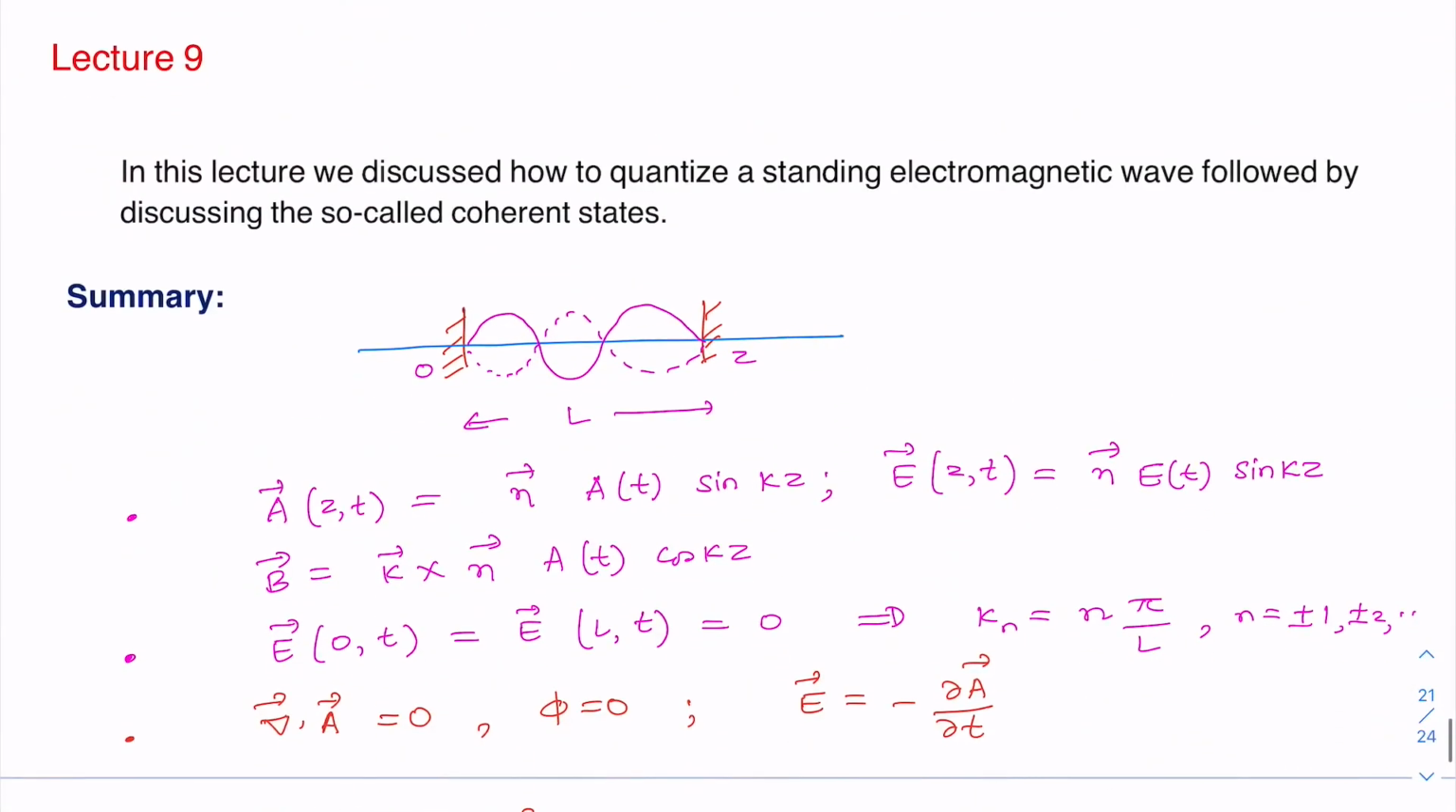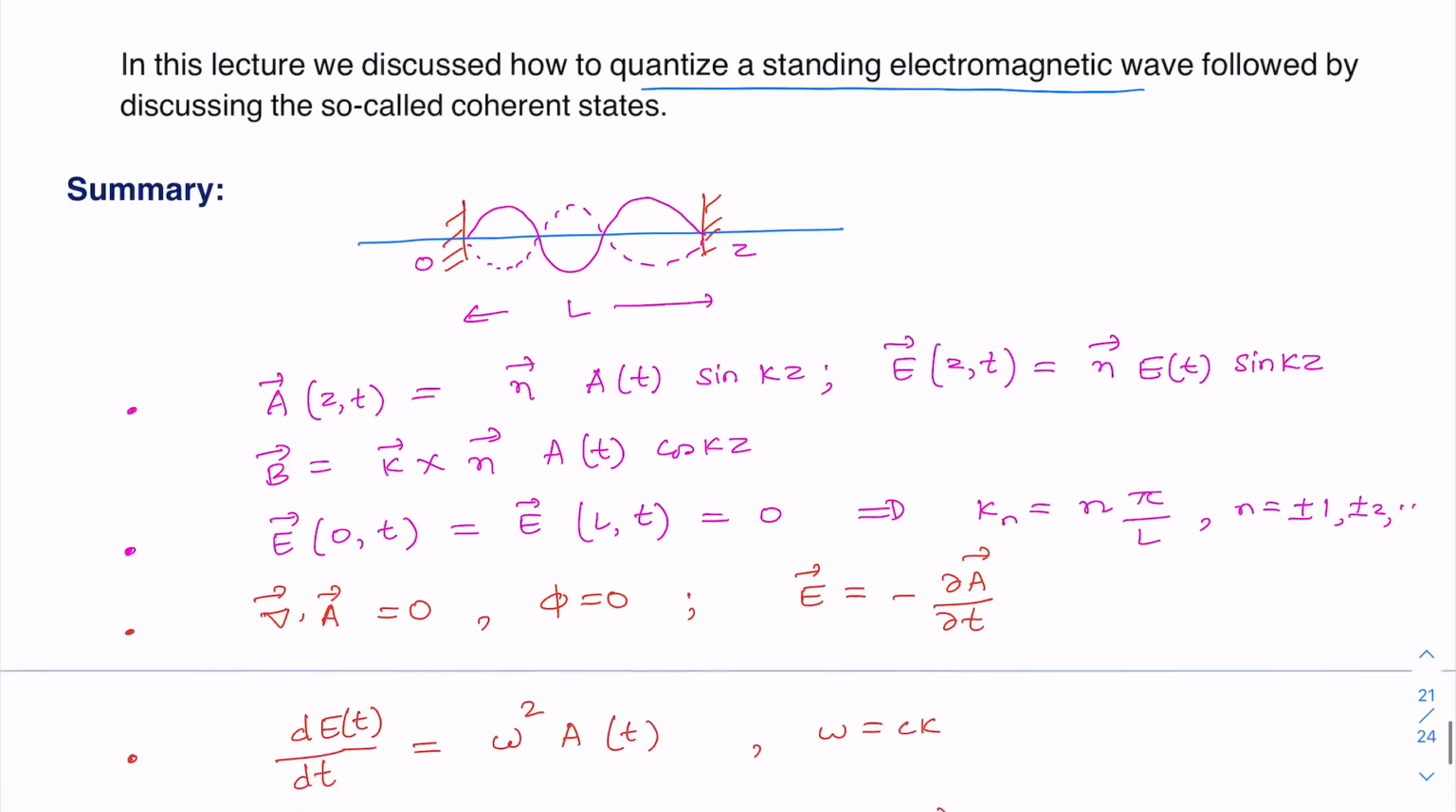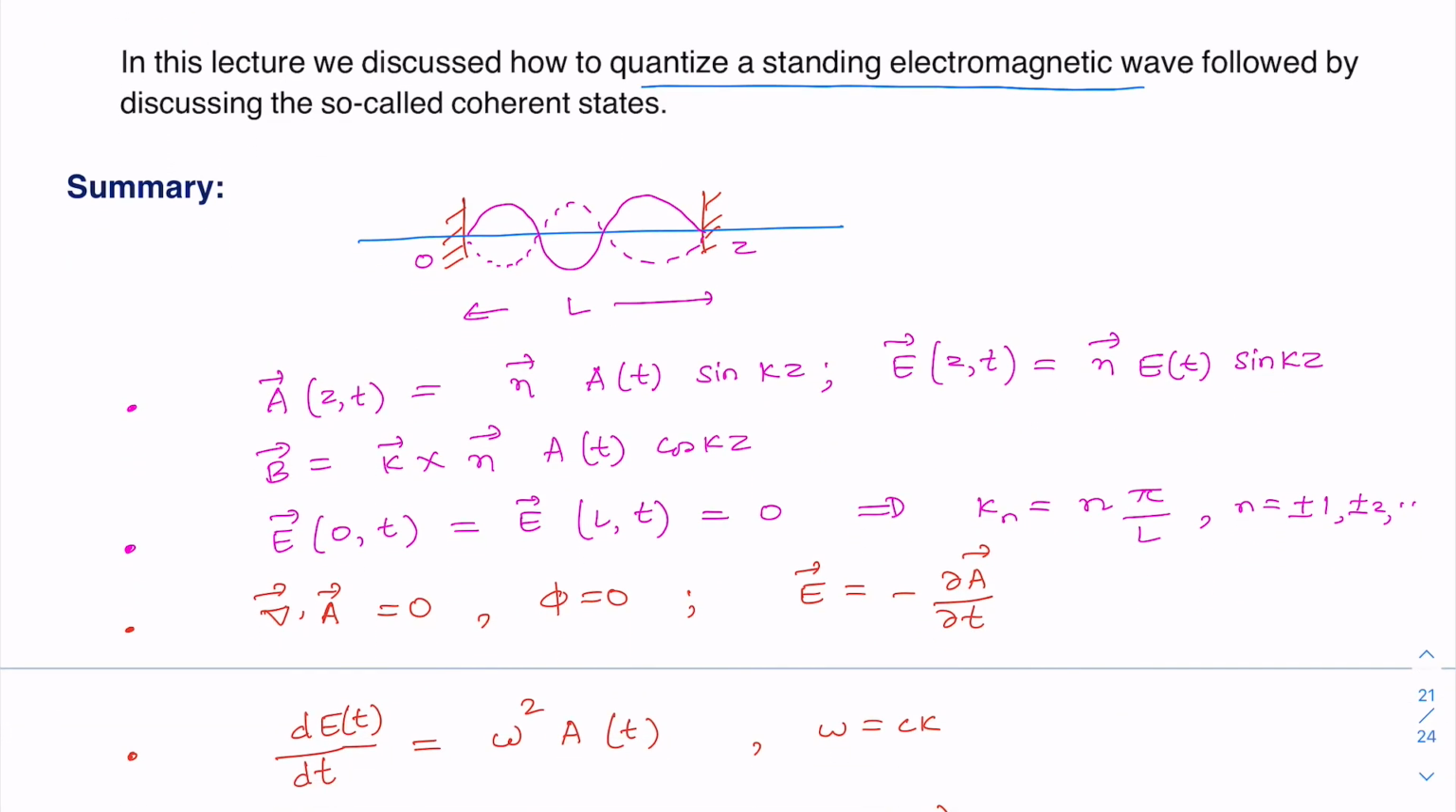Then in lecture 9 we went on to discuss the quantization of the standing electromagnetic wave, and there the procedure was analogous but with some differences, because now we have to satisfy boundary conditions. If it is a standing wave, the electric field is 0 at the boundaries, at z equal to 0 and at z equal to L. So immediately we find that the wave vector is discretized, and the vector potential and the electric field have to be taken in this form, and the magnetic field like this. And we worked in the so-called Coulomb gauge.